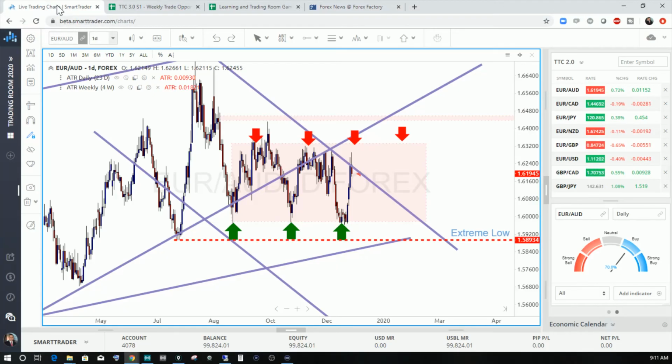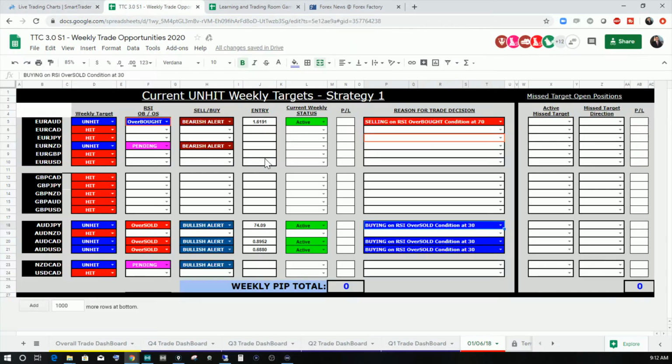Now, I'll be honest with you, I am still not convinced that the weekly targets is what I want to chase after this year. I'm actually breaking down the pairs, and if I see that the daily time frames are better for trading, daily targets, I may switch over to the dailies. But for right now, we're going to be focusing on these pairs, on the weeklies.